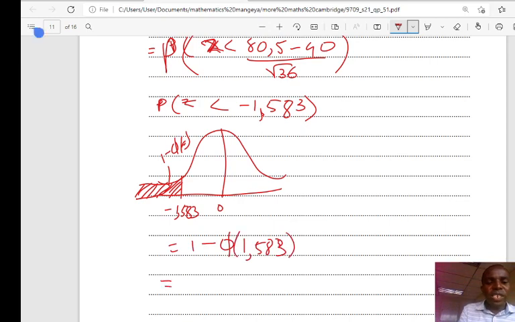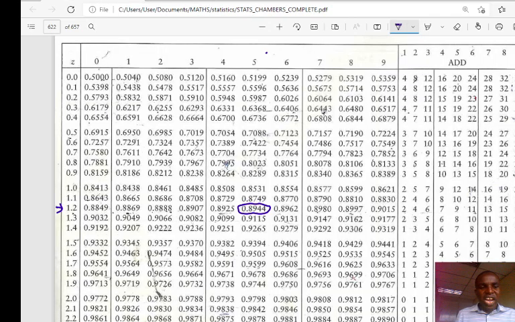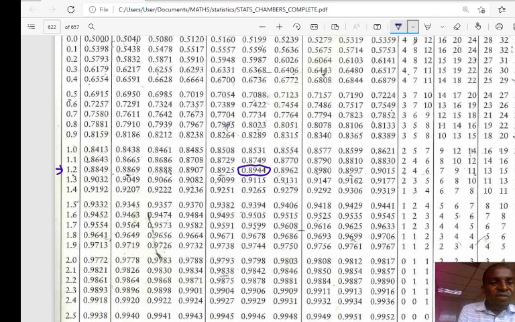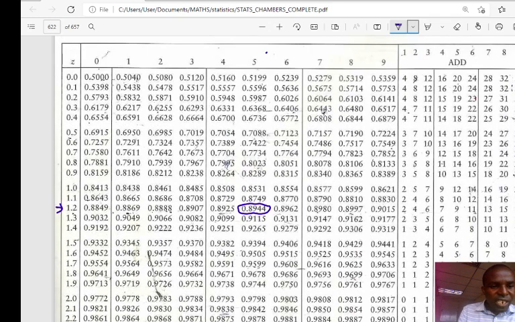Then on your tables, 1 minus, you look for 1.5 under 8, common difference 3. 1.5 under 8, 1, 2, 0, 1, 2, 3, 4, 5, 6, 7, 8. 1.5 under 8 is that one. Common difference 3. 3 is up here. So on this line, you have to add 4.